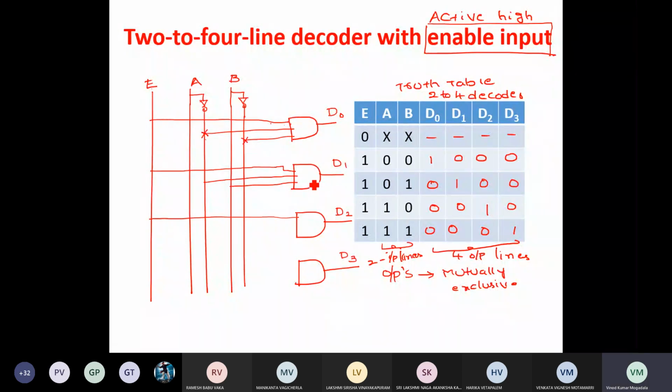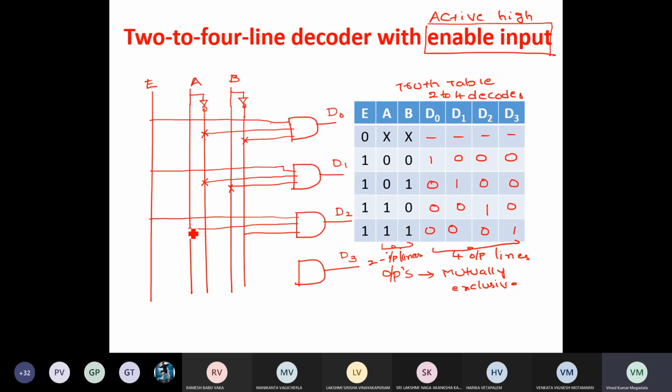Next, D1. D1 is 1 when A is 0 and B is equal to 1. So wherever it is 0, we have connected through the inverter line, and for B equal to 1, we have connected directly from the B line. Next, observe the third, D2. D2 is 1 when A is equal to 1, B is equal to 0. A equal to 1 means we connect from the A line straight away, and B equal to 0 means we connect from the inverter.